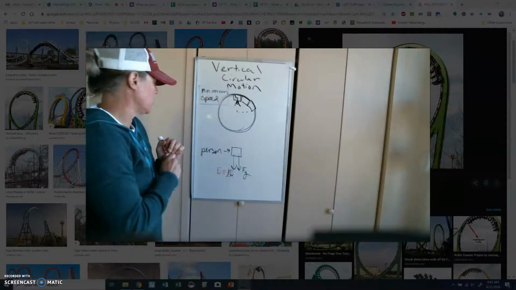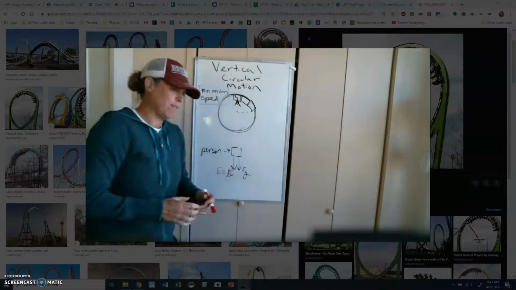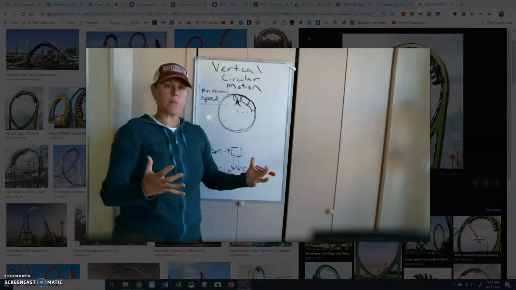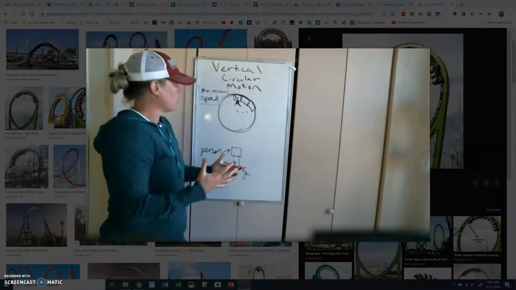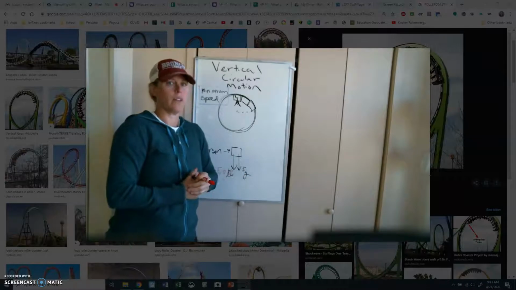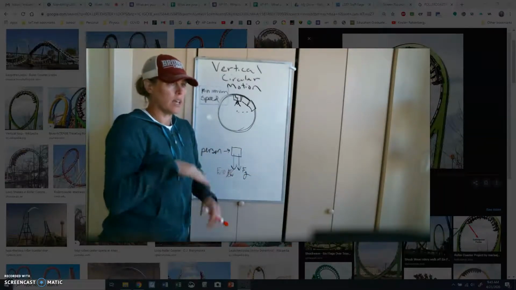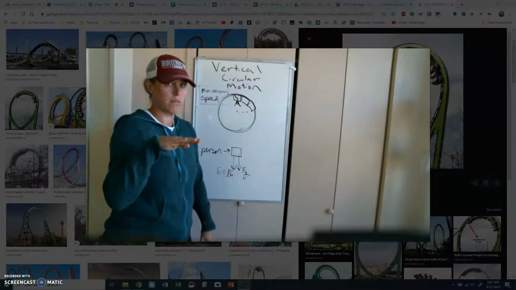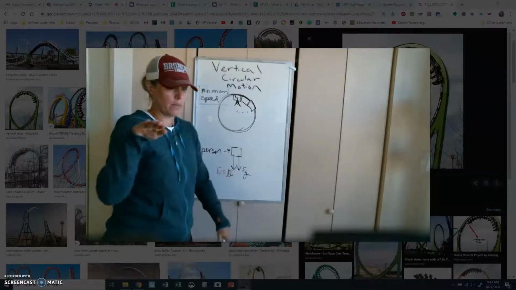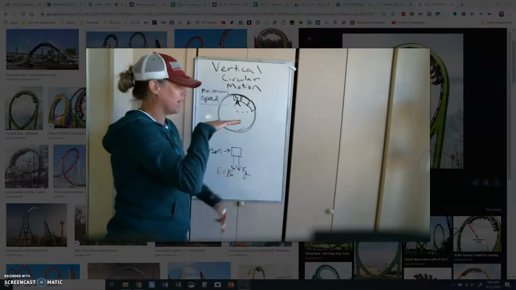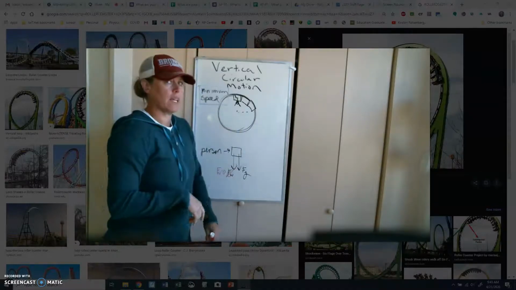So the question is, that minimum speed for a really heavy person, is that heavy person going to fall out first? Or is that light person going to fall out first? Right? Remember, the signs don't ever say you must be this heavy, right? That's not why we would have this little symbol there. It's about height, not about weight.